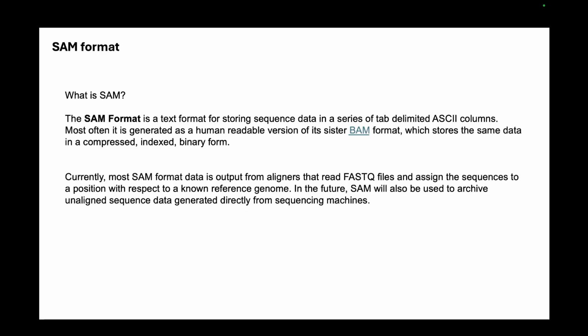Now, after you have done alignment using whatever algorithm you want, BWT or suffix array, suffix tree, whatever it is, what you get is an output in the format of a SAM file. It's a text format used for storing sequence data in a series of tab-delimited ASCII columns. Most often it is generated as a human-readable version of its system format, BAM. BAM is basically a binary-coded version of the SAM file. It's the same file, just written in binary. It stores the same data in a compressed, indexed binary form. Most SAM format data is output from aligners, which read FASTQ files and assign the sequences to a position with respect to a known reference genome.